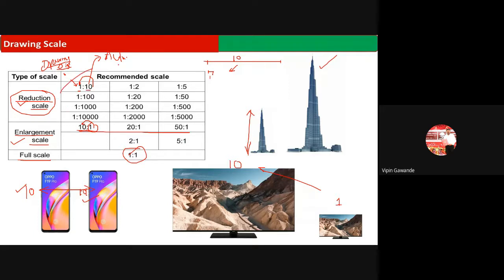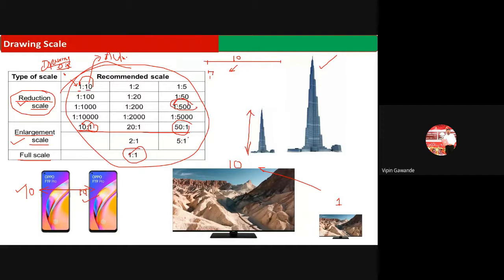So in MCQ you will get this type of questions. They will ask you to identify the type of the scale from the given ratio. So they will give you, suppose, 1:500. For 500 I have taken only 1, so it is a reduction scale. They will give you, suppose, 15:1. So for 1 I have taken 15, so it is an enlargement scale.